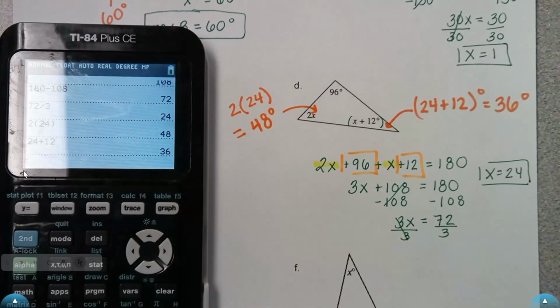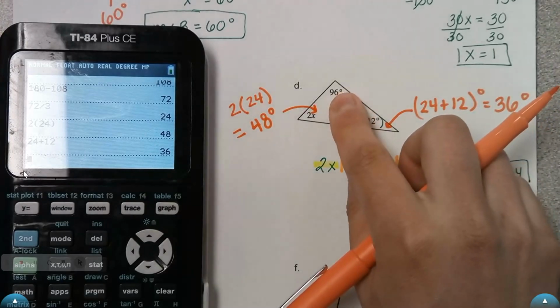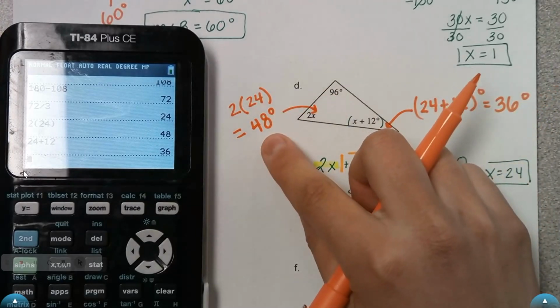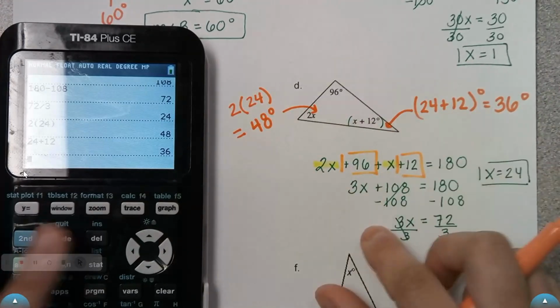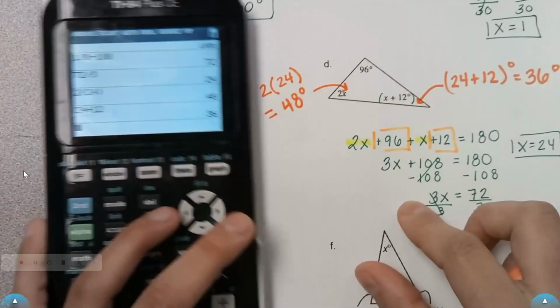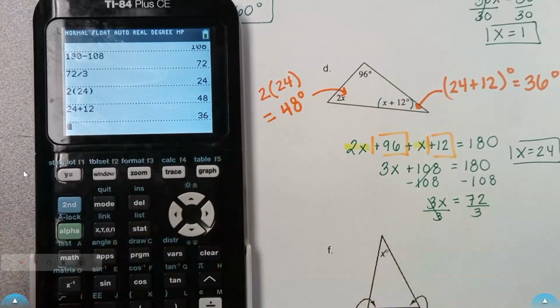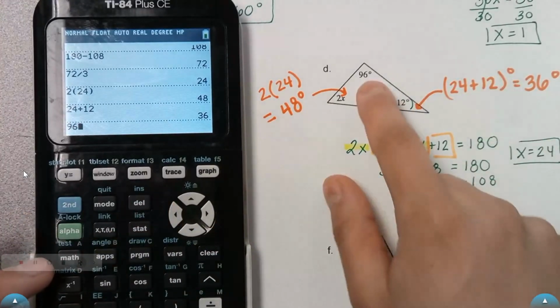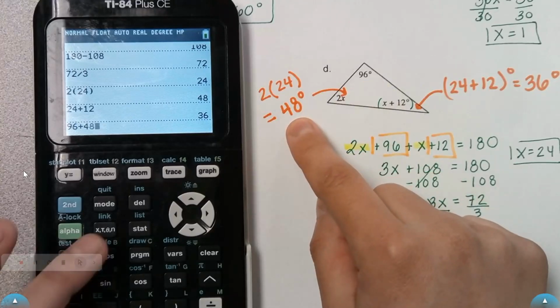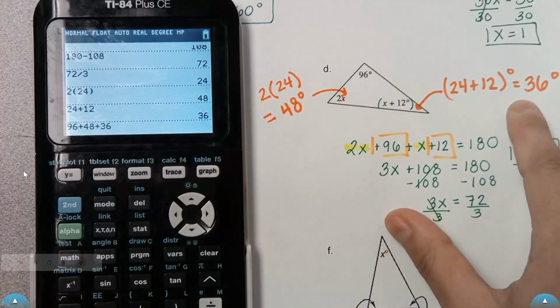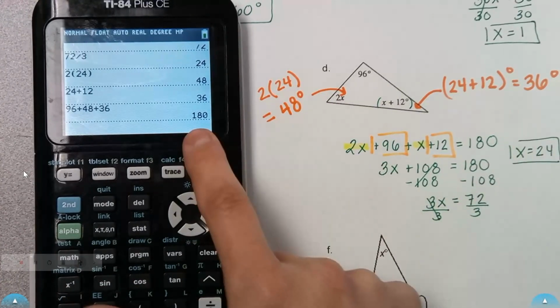So now I have all three angles. I have the top one, which is 96, the bottom one, which is 48, and the other bottom one, which is 36. Remember, they should all add up to 180, so if I wanted to, I could check and see if it works. So 96 plus 48 plus 36 should be 180, and it checks out.